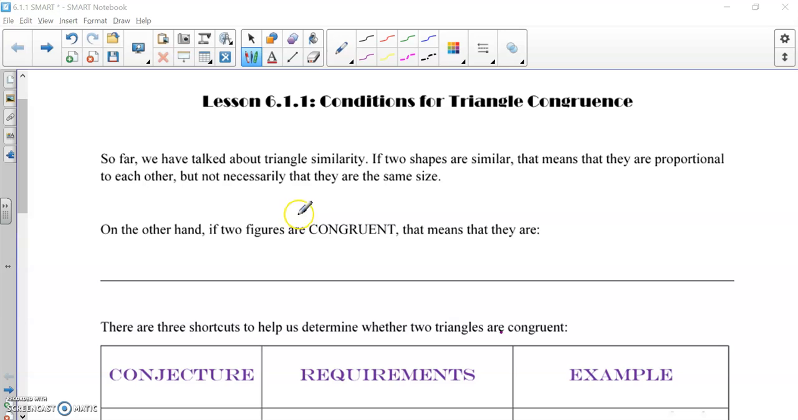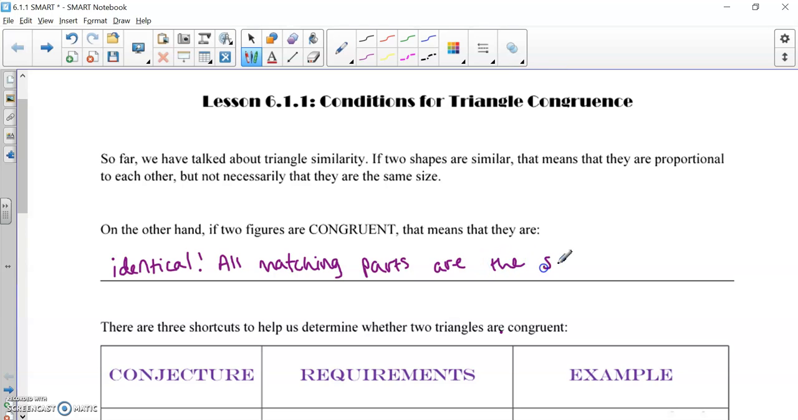On the other hand, if two figures are congruent, that does mean they are absolutely identical figures. So they have to be identical, and what that means for them is that all of the parts have to be the exact same size. So all matching parts are the same size.